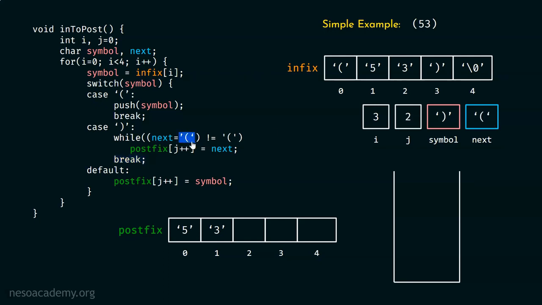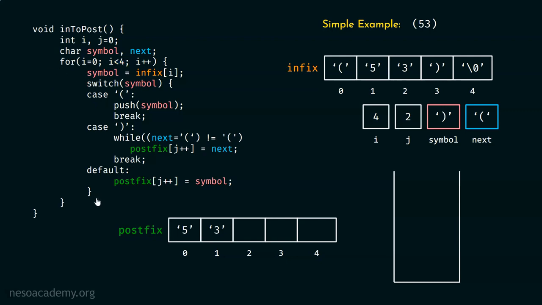Now we can check this condition. Is left parentheses equal to left parentheses? Yes. So we'll get outside of this while loop, right? So we'll land at this line of code, that is break. Okay. Now we'll again get to this point, that is I++. This time I will get incremented by 1. So this will get replaced by 4. Now we'll again check this condition. Is 4 less than 4? Definitely not, right? So we will get outside of this for loop.